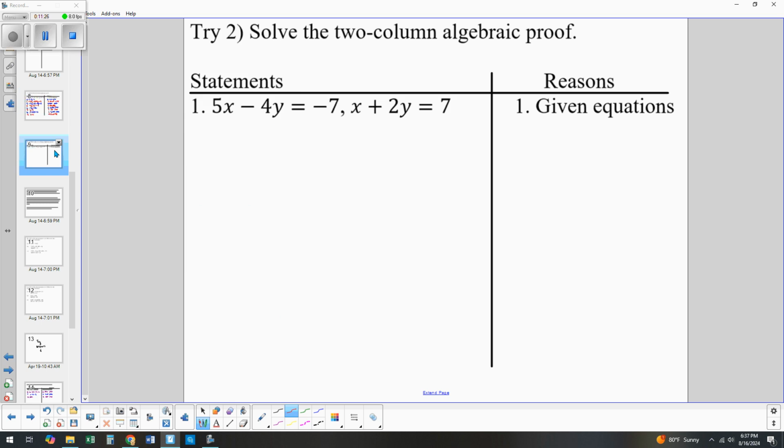Here's try 2. If you'd like to give it a try, pause. Answers are posted online.